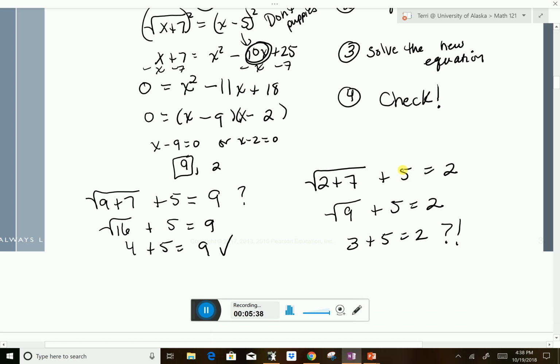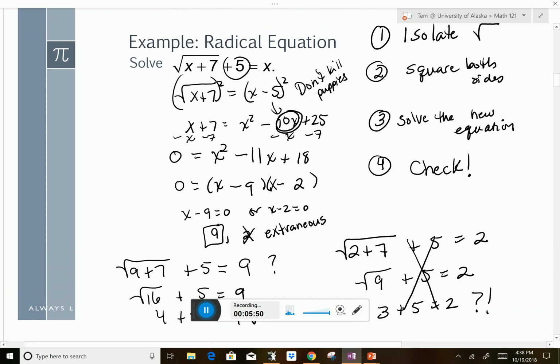So 2, even though we did everything correct, is not a solution. It's called an extraneous solution. So you have to check these answers. So the answer to this is x equals 9. That is the only thing that makes that true. So even if you do absolutely nothing wrong, you can get an answer that does not work.